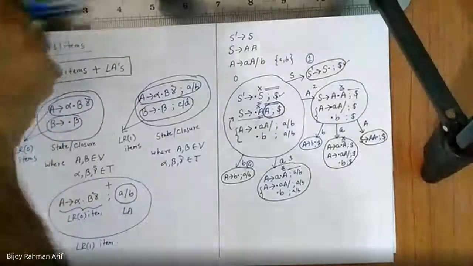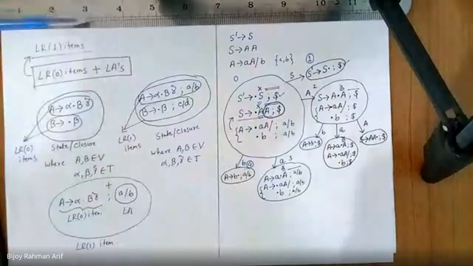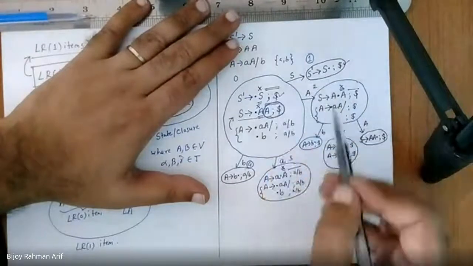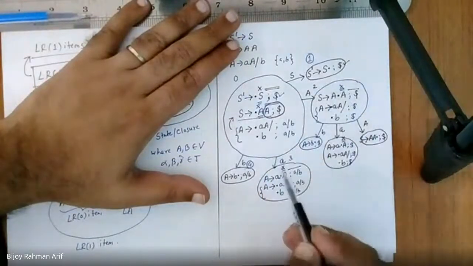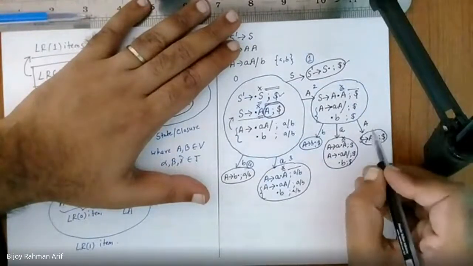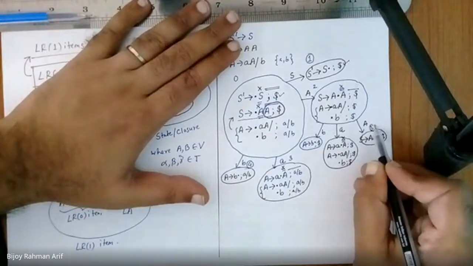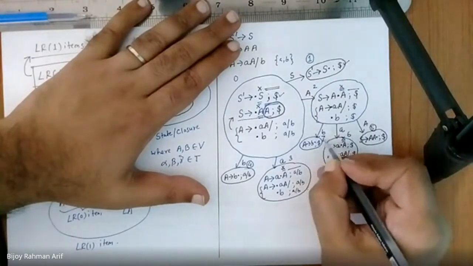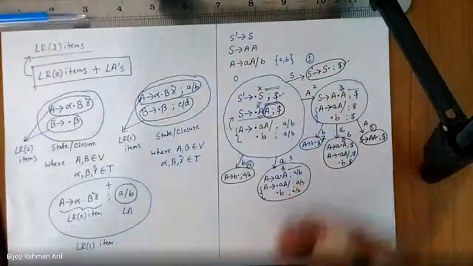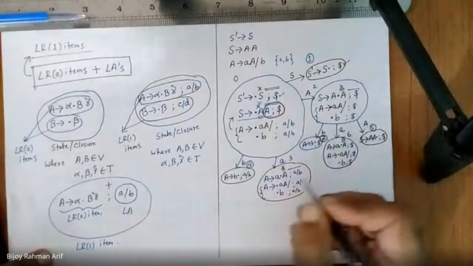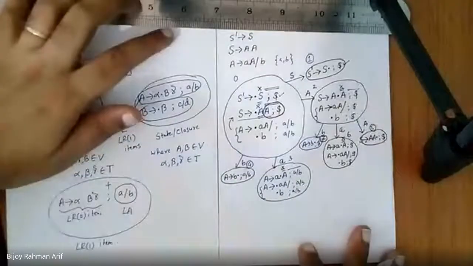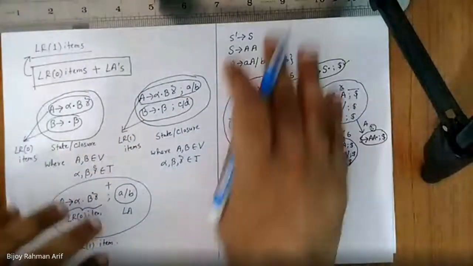Now let's number this. This one is 0, 1, 2, 3, 4. Let's call this 5. The final item, 6, 7. This is the final. All right, so let's start again. So we are done. Let's go to number 3.